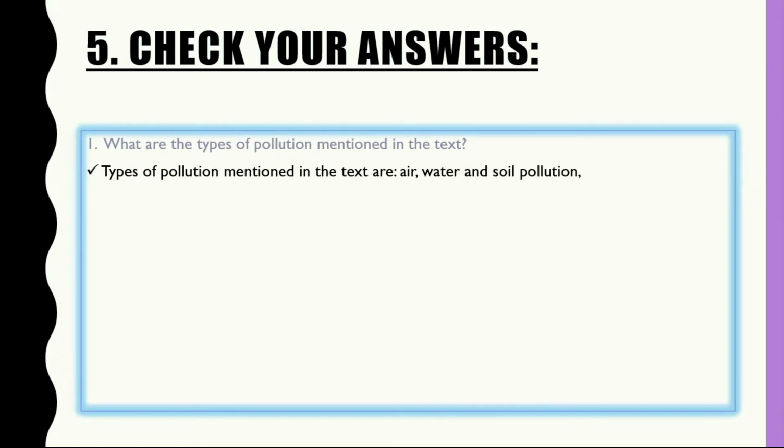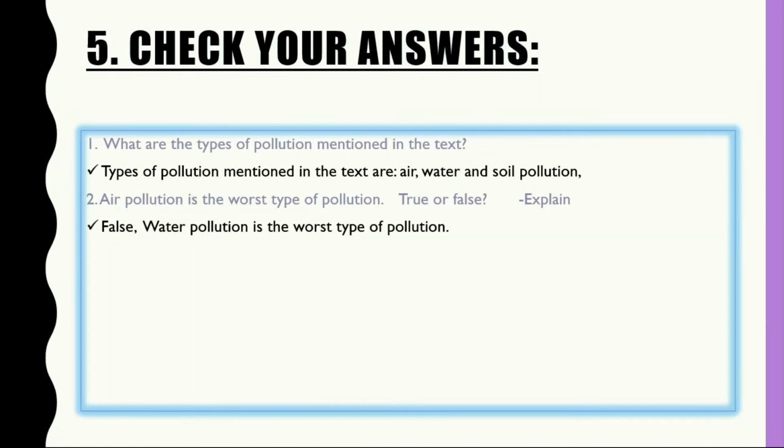Types of pollution mentioned in the text are air, water, and soil pollution. So, 3 types of pollution. Second, air pollution is the worst type of pollution. True or false? That's false, because water pollution is the worst type of pollution. From the text, of course.